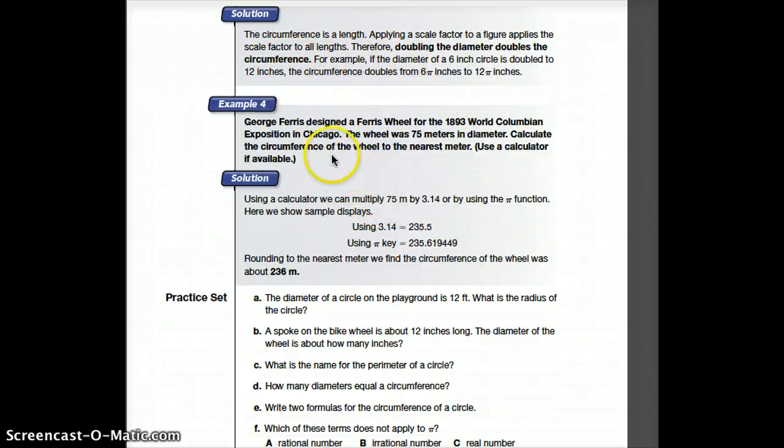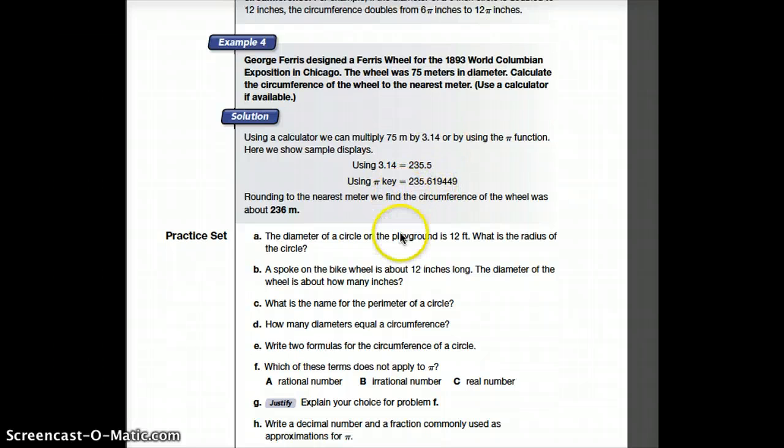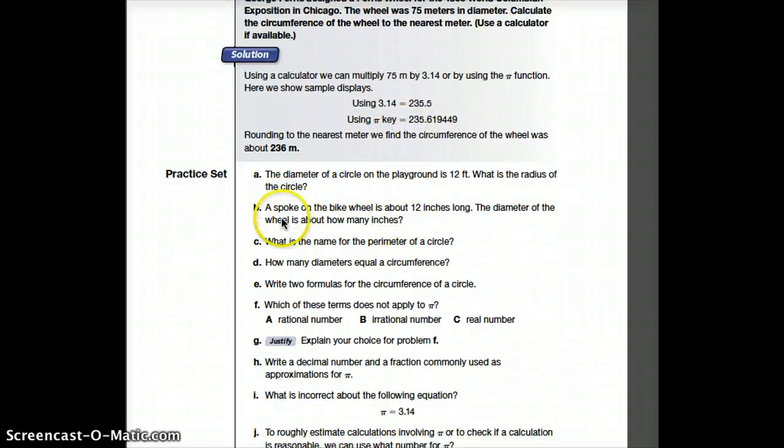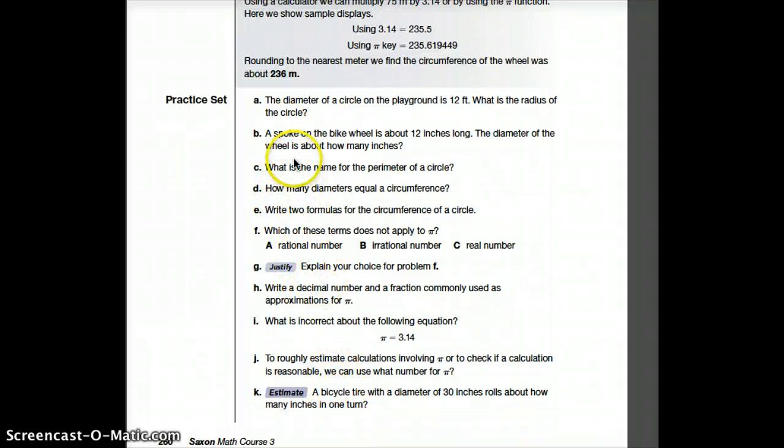All right. George Ferris designed a Ferris wheel for the Columbian Exposition. The wheel was 75 meters in diameter. To calculate the circumference, again, just multiply 75 times 3.14 to get the answer. So go ahead and do these practice set A through K. Again, use that formula for the circumference, and you shouldn't have any problem.